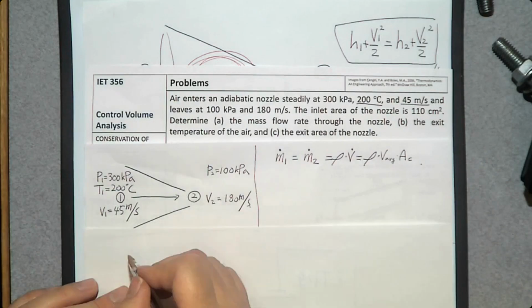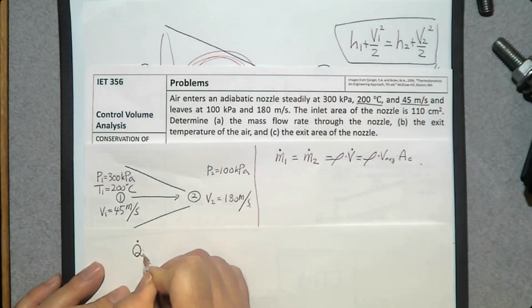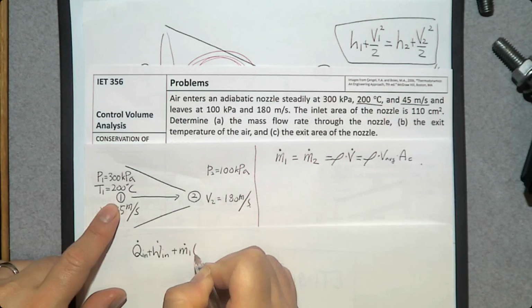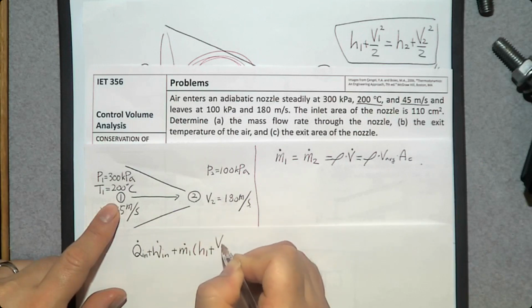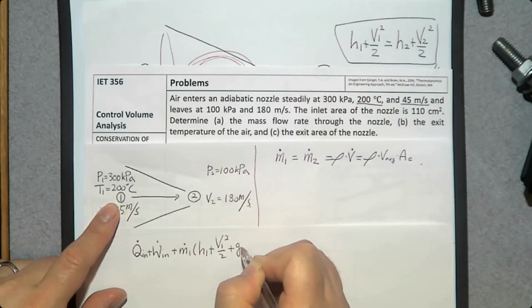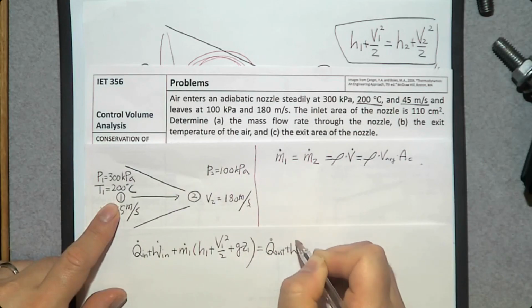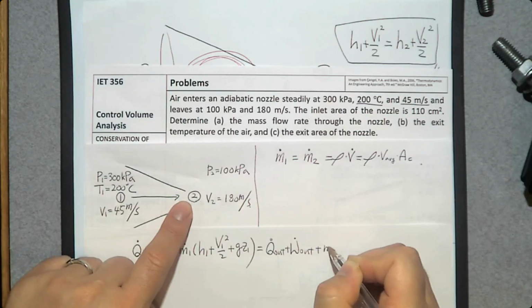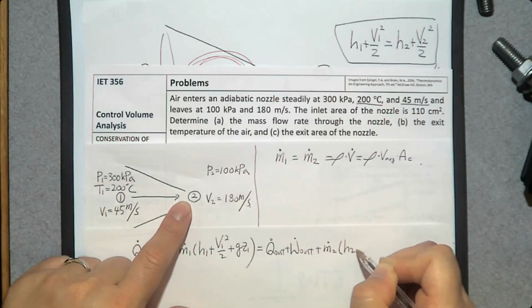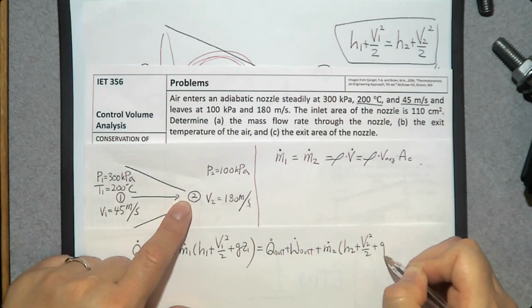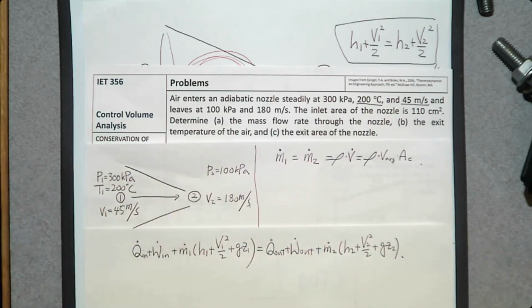What is the energy balance equation? Assuming that we don't know, the general energy balance equation is Q dot in plus W dot in plus M dot at the inlet, number 1, times specific enthalpy, specific kinetic energy, specific potential energy, is Q dot out plus W dot out plus M dot at the exit, number 2, times specific enthalpy, specific kinetic energy, specific potential energy, gravity times elevation z2. So that's the general energy balance equation.